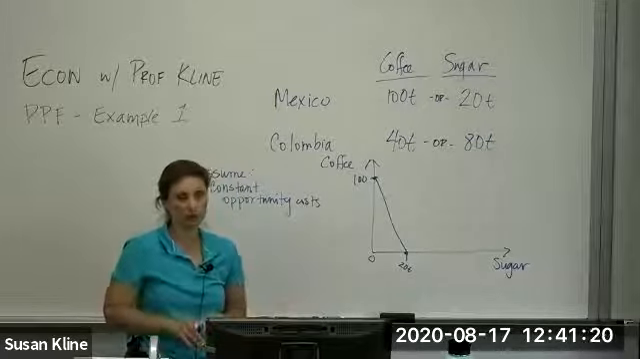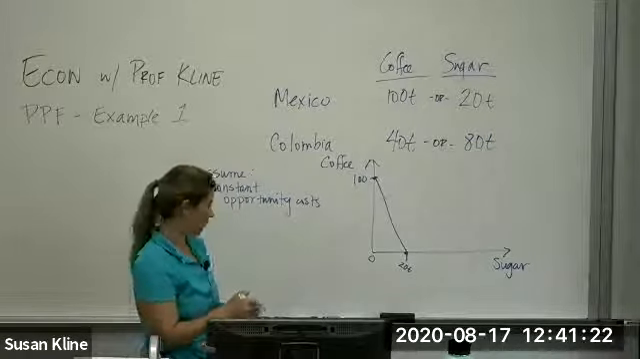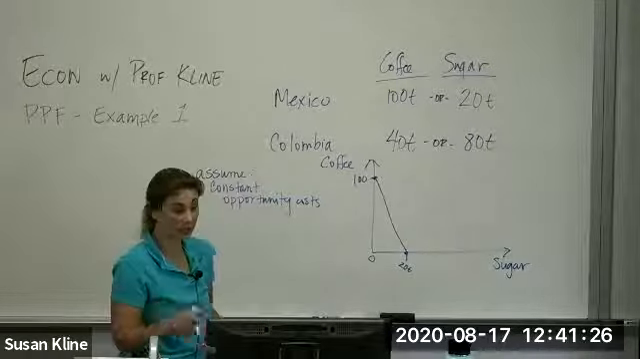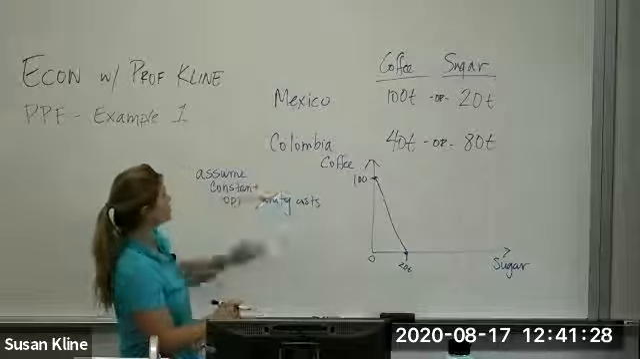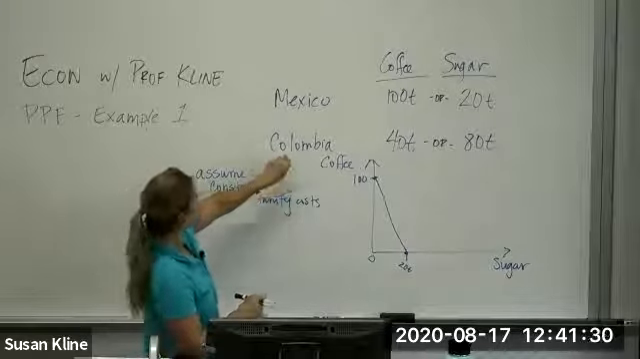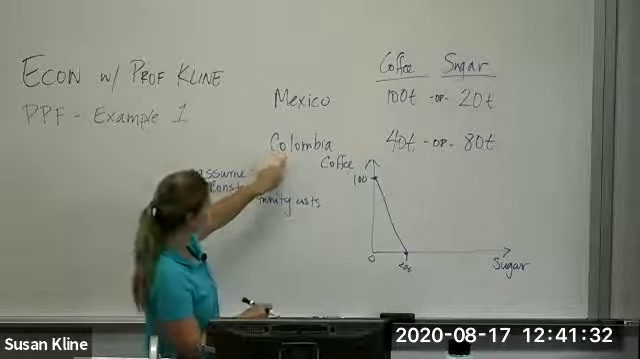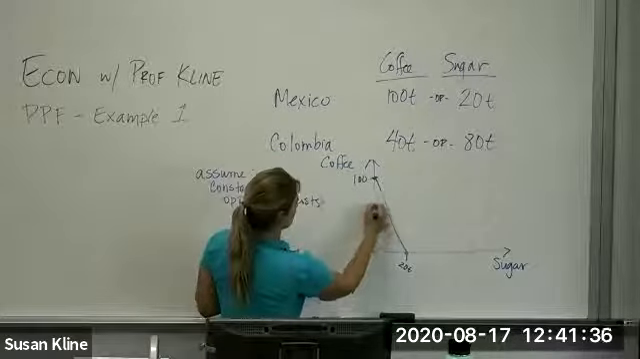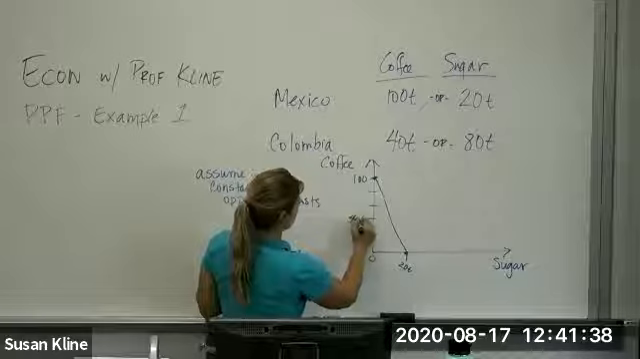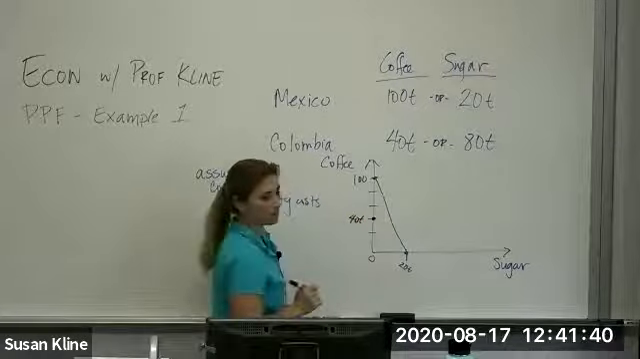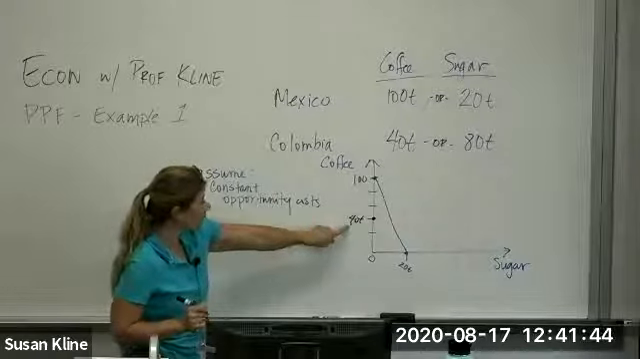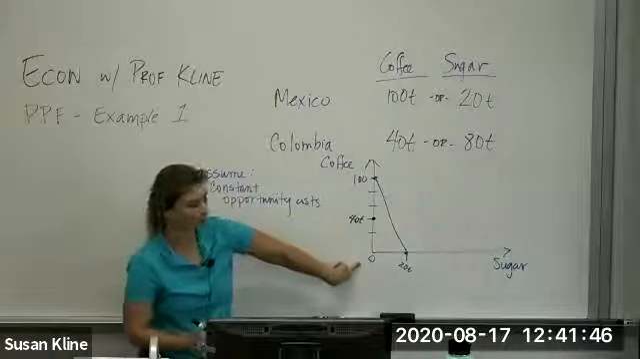What do we give up every time we produce 1 ton of sugar? I'm starting with sugar because in this example, it's actually the easiest one. I'm going to get to that in just a moment, but I'm going to finish graphing Colombia. So Colombia can produce 40 tons of coffee, and we're going to put that right here at 40 tons. Again, that is a point on the graph. And at 40, they would produce no sugar.